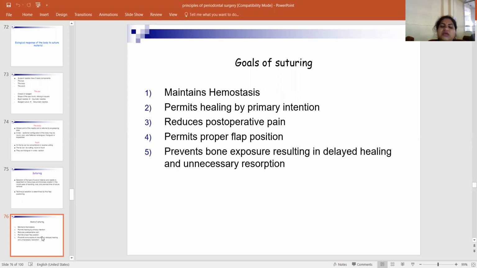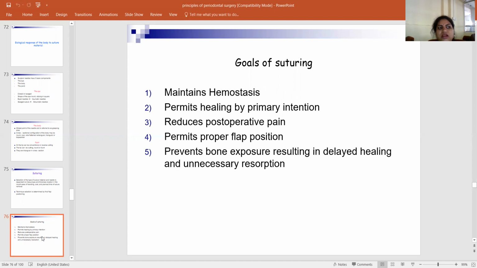Second, to permit healing by primary intention, because when the two margins of the flaps are placed together, the healing will be by primary intention. If they are at a distance apart, then the healing is by secondary intention. And third is to reduce the post-operative pain. Fourth is to permit the proper flap position. And fifth is to prevent bone exposure, which results in delayed healing and unnecessary resorption.